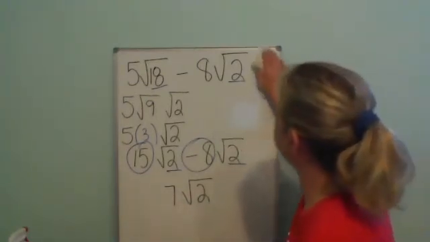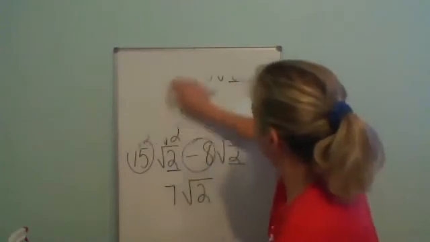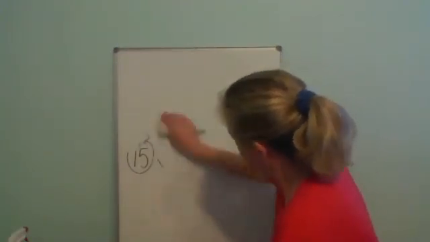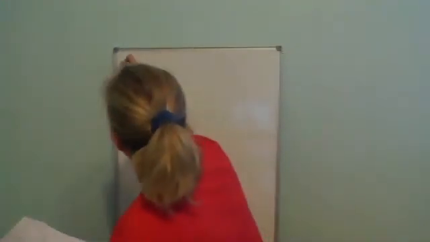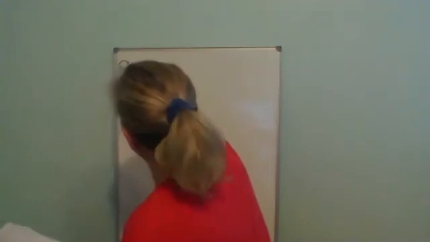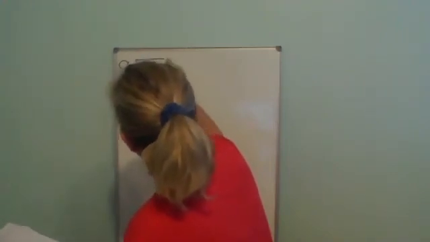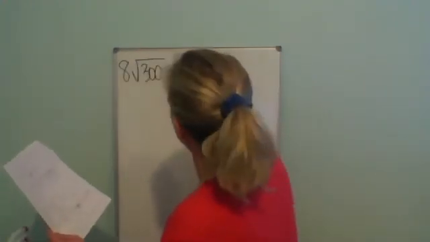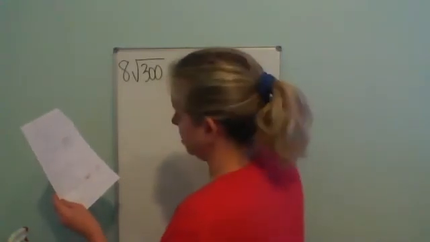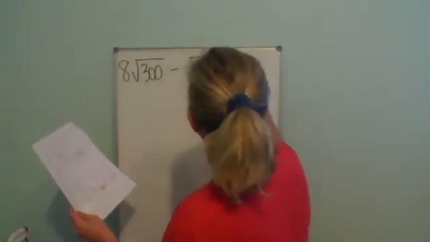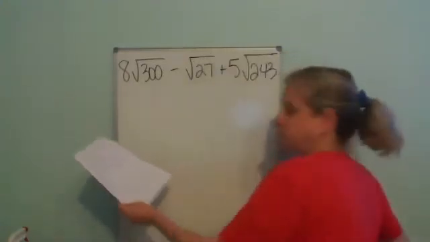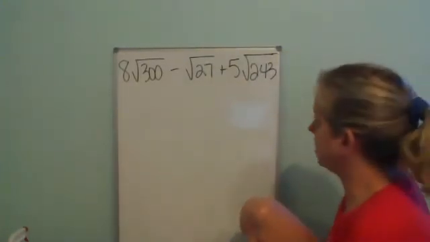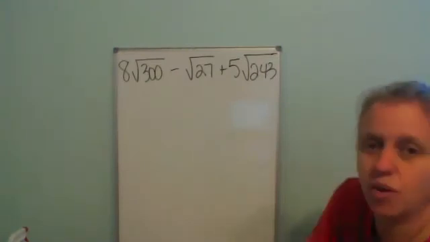All right, number 17. All right, so this one's the same kind of problem. It's just going to have 3 of them, so I'm going to have to write a little bit smaller. 8 square roots of 300 minus the square root of 27 plus 5 square roots of 243.